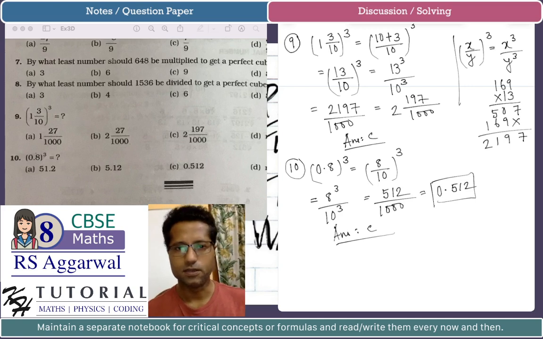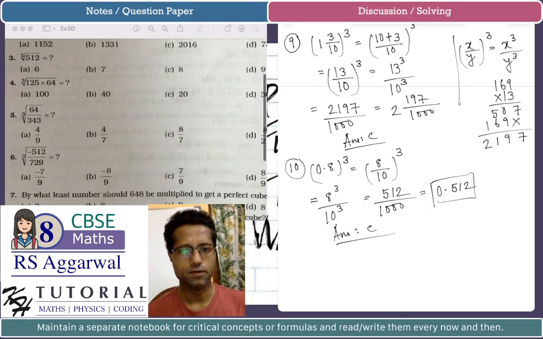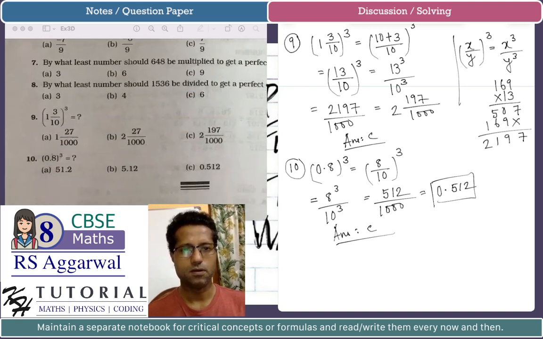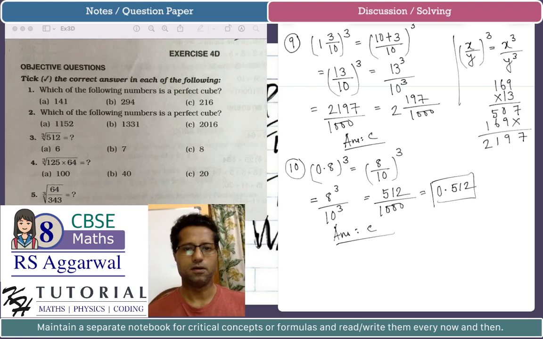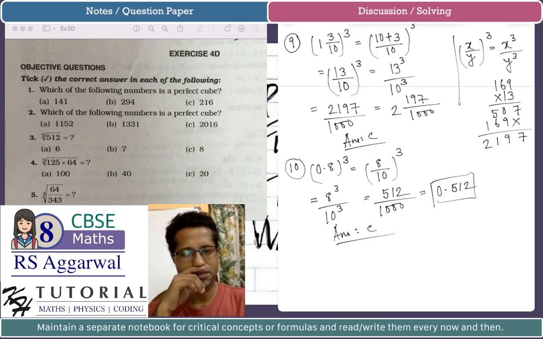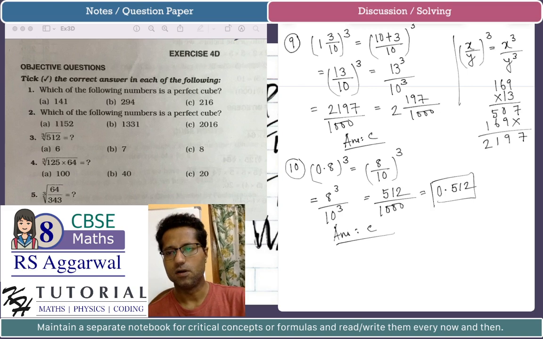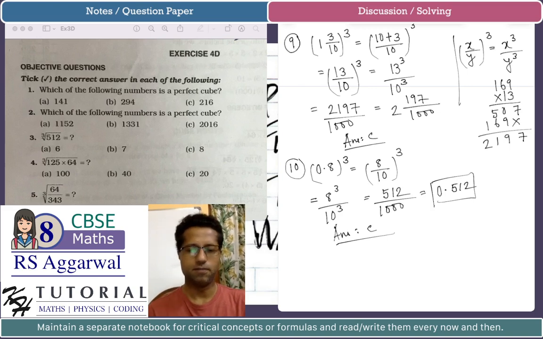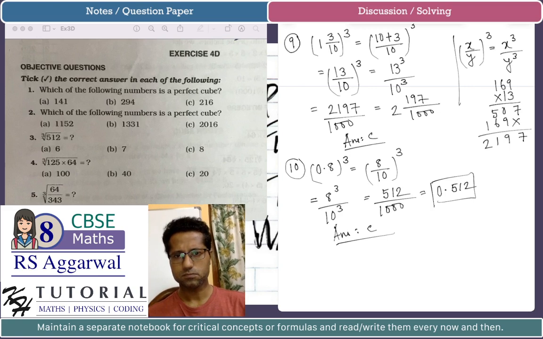So this brings to an end the solving of exercise 4D, which was 10 questions, all multiple choice questions based on cubes and cube roots. Now it is highly recommended that you get very used to certain things. First is to find the prime factorization of some numbers. It could be a 3-digit, 4-digit, or even 5-digit number. That is super important.